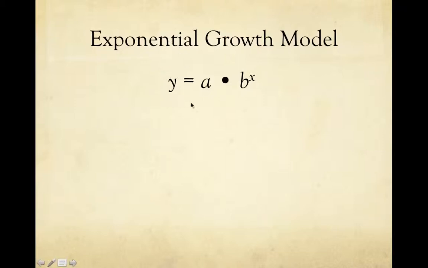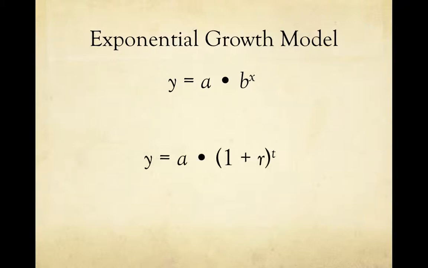Here's another look at what we talked about in the last objective, the fact that an exponential growth model usually looks like y equals a times b to the x. And we said that our b would have to be greater than 1 in order for it to be growth. However, there is another form of this model that is actually used more often when we're talking about solving real-life problems.